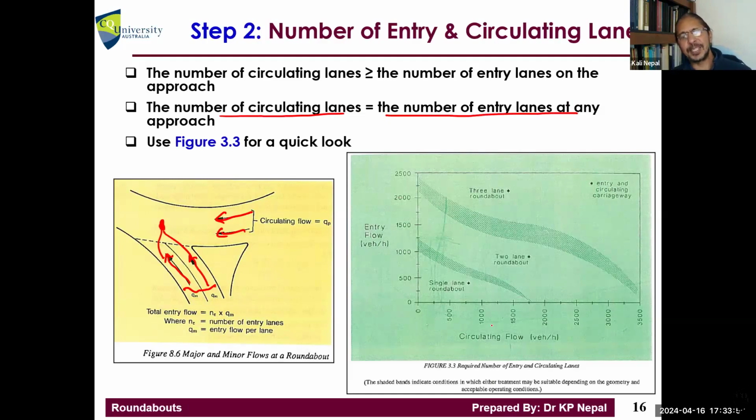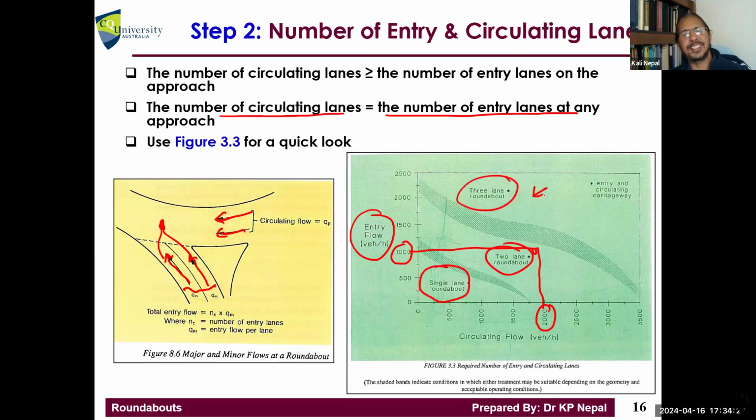You can quickly check how many lanes we need based on the diagram here. You see, that's an entry flow. Let's say entry flow is 1000 in one case, and the circulating flow is 2000. Where they meet, most probably you need a two-lane roundabout. Within this, single lane is enough, and then three lane, but oh my goodness, a three-lane roundabout is a lot more complicated, and requires a lot of space. That's for the quick check. In your assignment, I have specified a single lane roundabout anyway. You don't need to look at this figure.